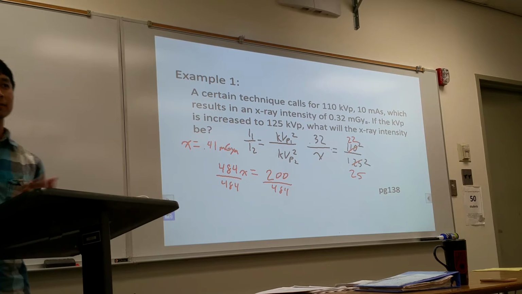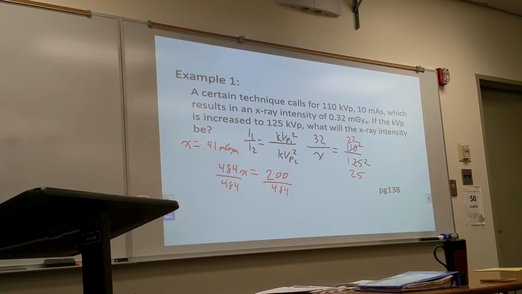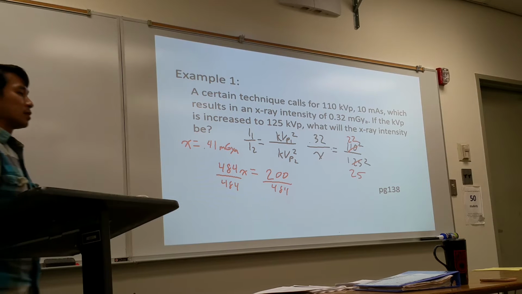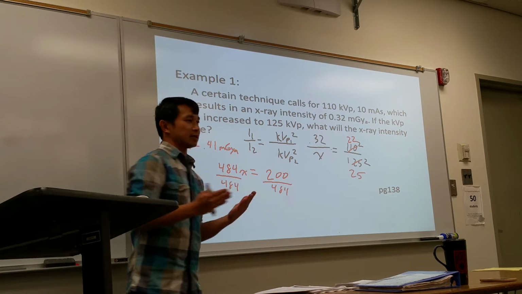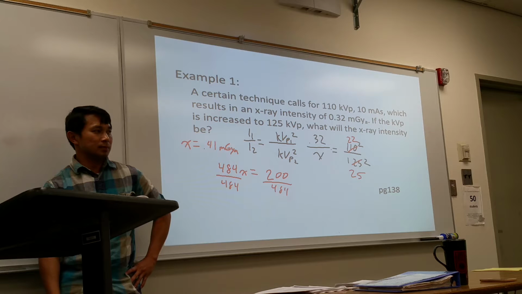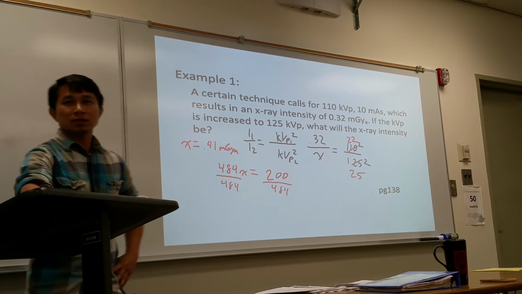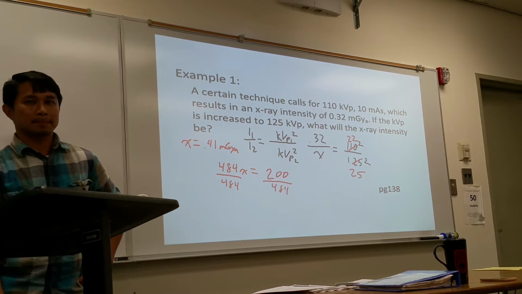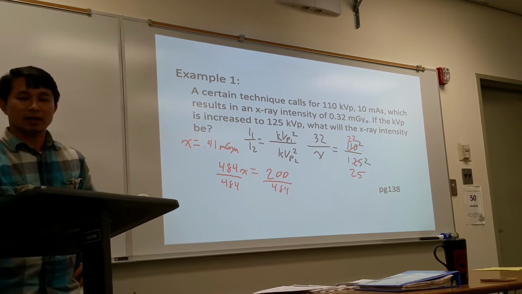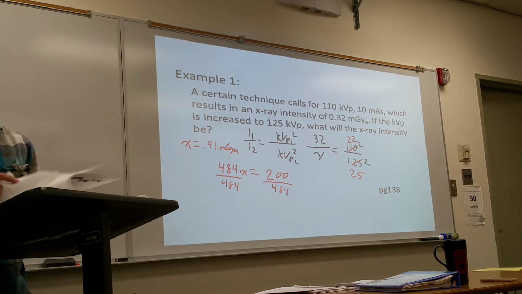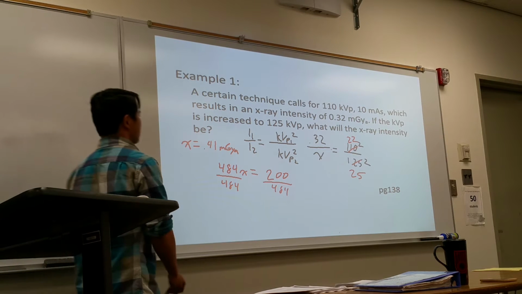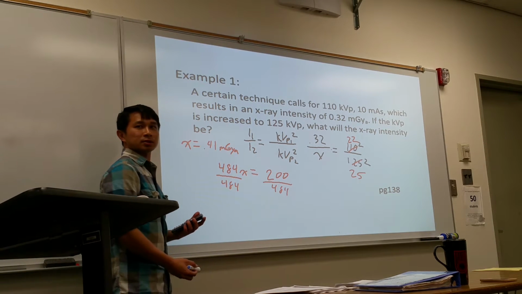So changing the kV from 110 to 125 causes a change up from 0.32 to 0.41 milligray. So this is how you get the relationship between change in kV and intensity. Any questions? Pretty straightforward. Questions, concerns?